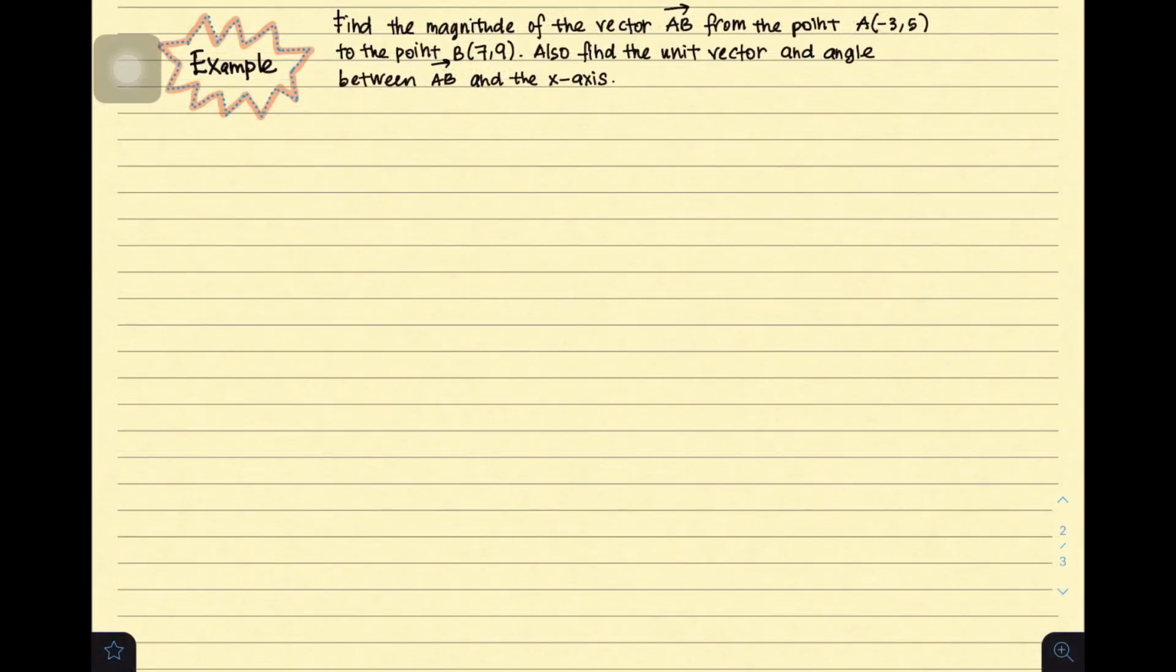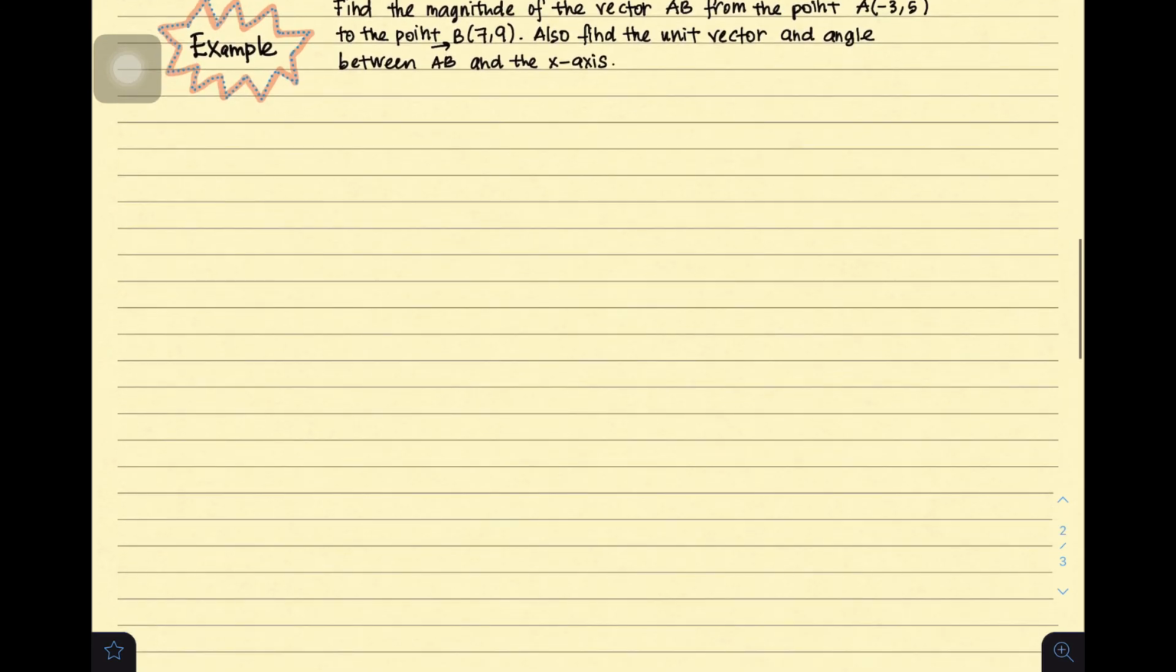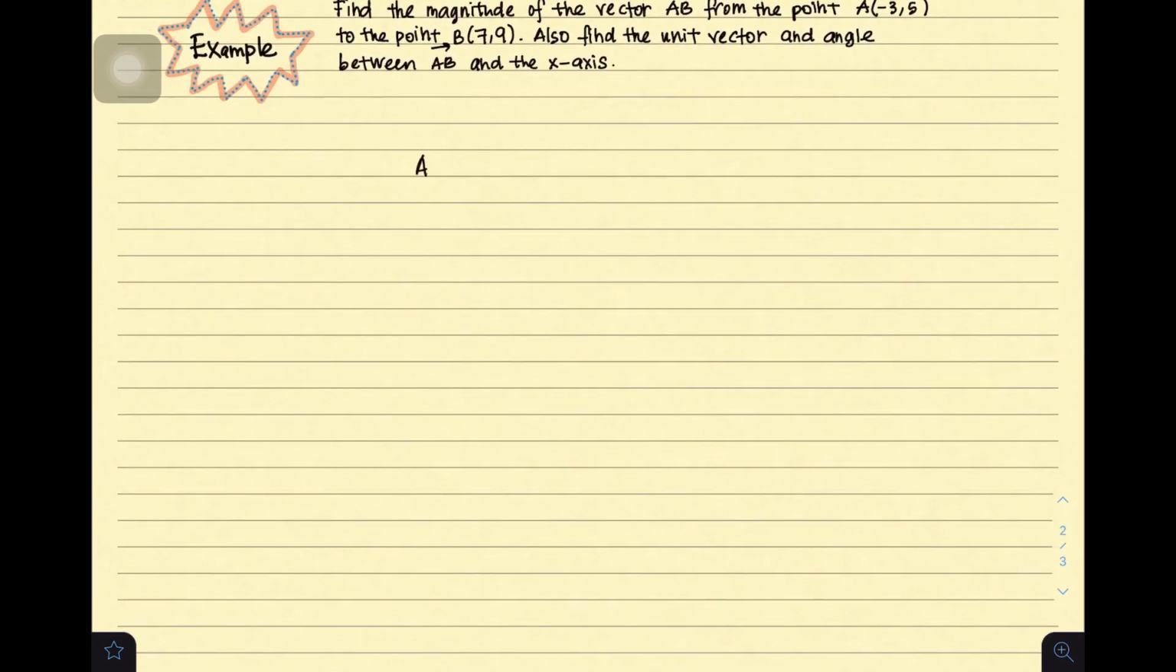Find the magnitude of the vector AB from the point A (-3, 5) to the point B (7, 9). Also find the unit vector and the angle between AB and the x-axis. So you have been asked to find the magnitude of the vector AB. Here, it means you have the vector from point A to point B, where point A is (-3, 5) and point B is (7, 9).